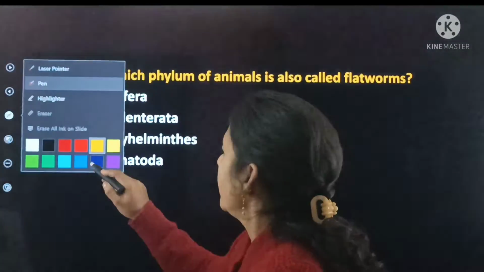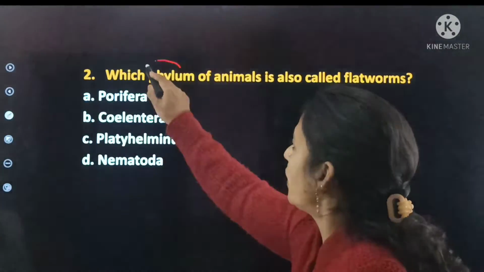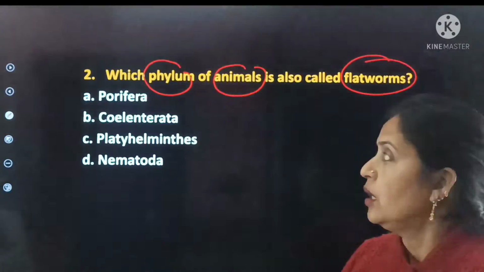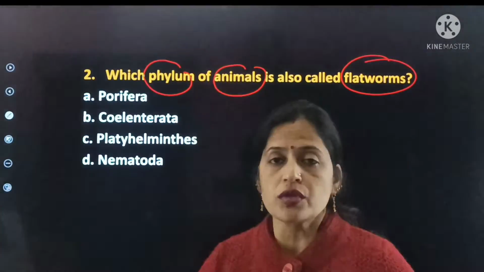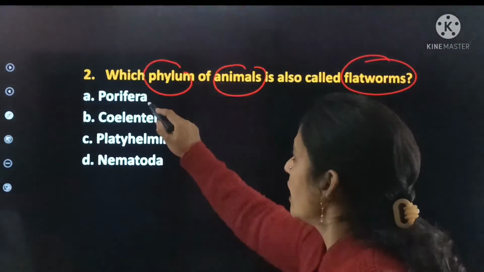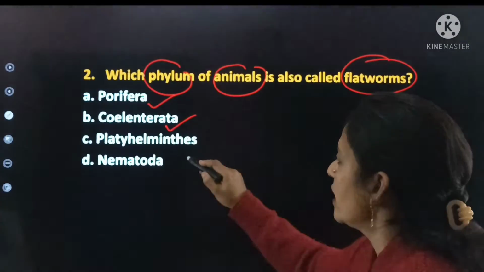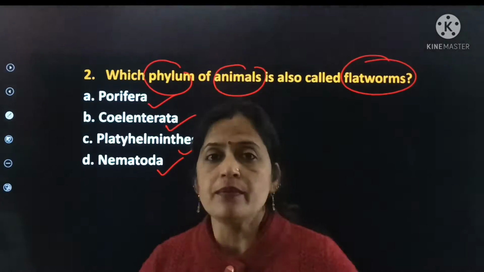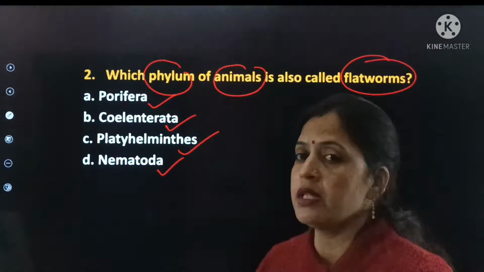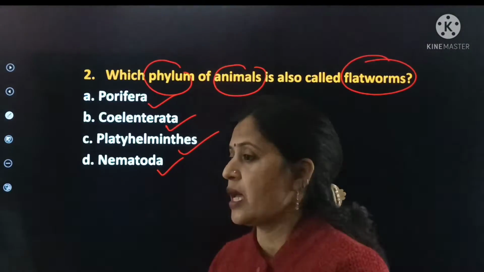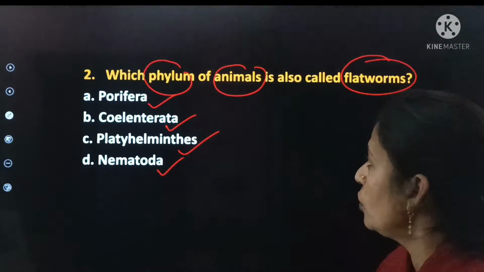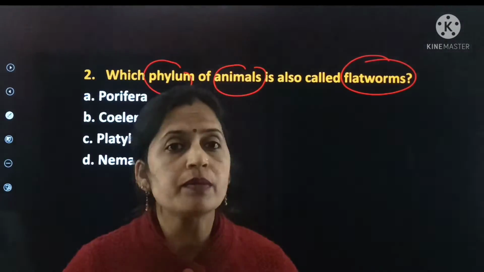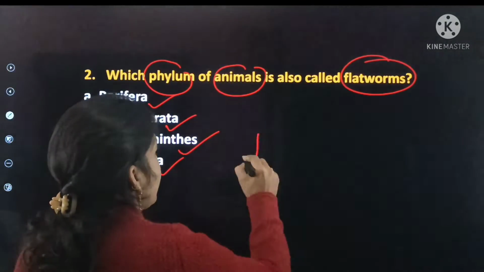Next is question number 2: which phylum of animals is also called flatworms? Options are A Porifera, B Coelenterata, C Platyhelminthes, and D Nematoda. So out of these phyla, which is the phylum of animals that is also called flatworms? तो जो phylum है हमारा animals का जिसको हम flatworms भी बोलते हैं वो आपका क्या है? Platyhelminthes.